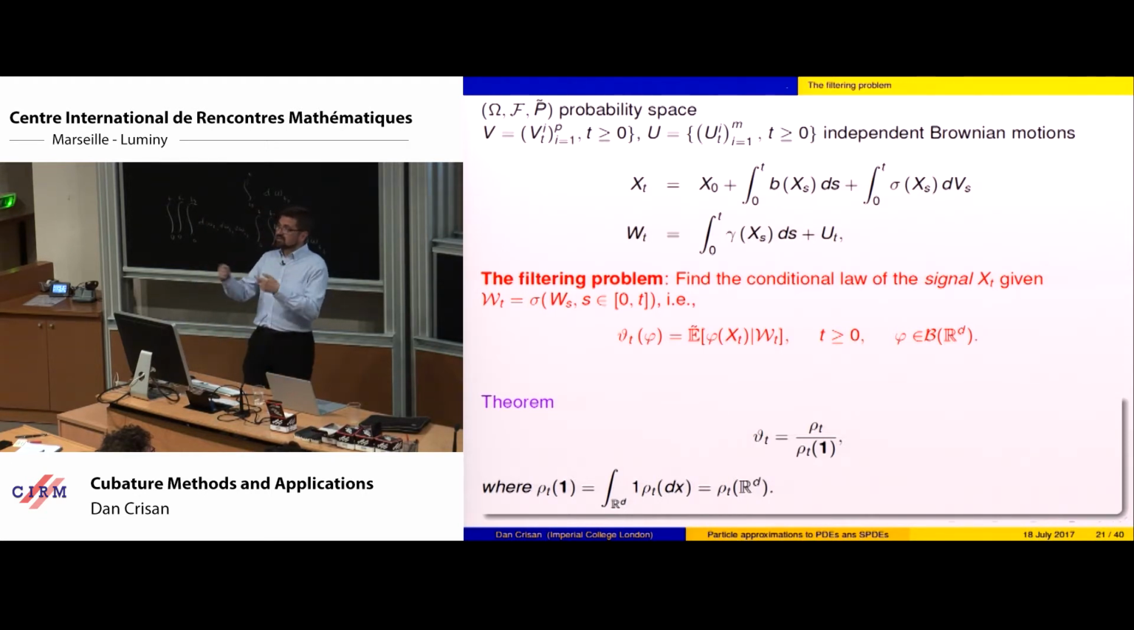And then if I solve this, the solution of this equation, the solution of the Zakai equation, normalized, gives me the solution of the filtering problem. And I need now to go to the simulation. How do I do this?